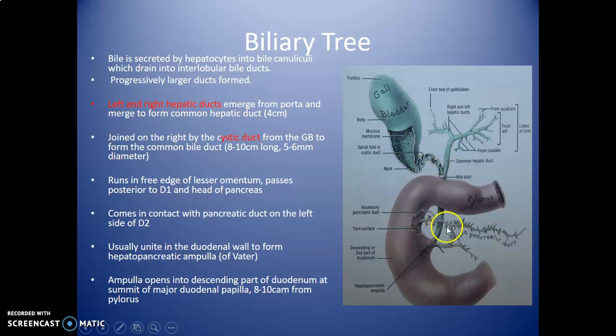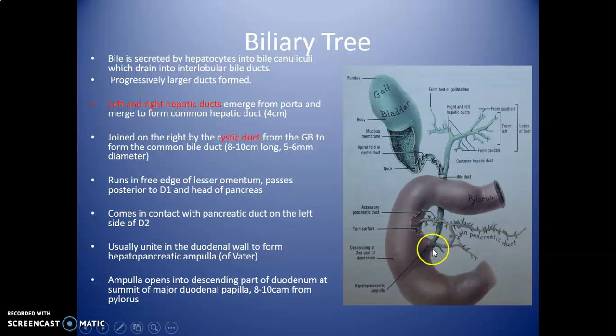in diameter. This common duct runs in the free edge of the lesser omentum, then it passes posterior to the first part of the duodenum and posterior to the head of the pancreas, then meets the main pancreatic duct, and inserts at the ampulla of Vater, which opens into the left side of the second part of the duodenum. So on the posteromedial aspect of the second part of the duodenum, the CBD unites with the main pancreatic duct to form the ampulla of Vater, so called the hepatopancreatic ampulla.